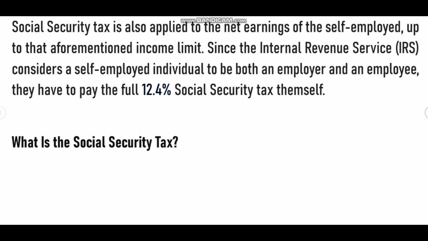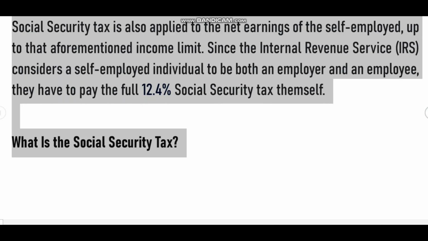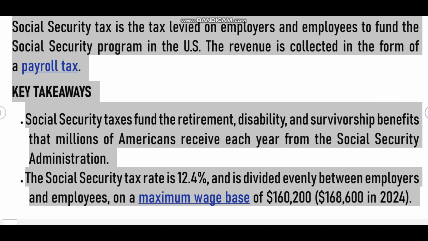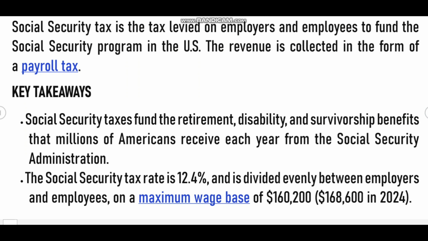In today's video, I will be talking about Social Security tax. What is Social Security tax? Social Security tax is also applied to the net earnings of the self-employed up to that aforementioned income limit. Since the Internal Revenue Service considers a self-employed individual to be both an employer and an employee, they have to pay the full 12.4% Social Security tax themselves.